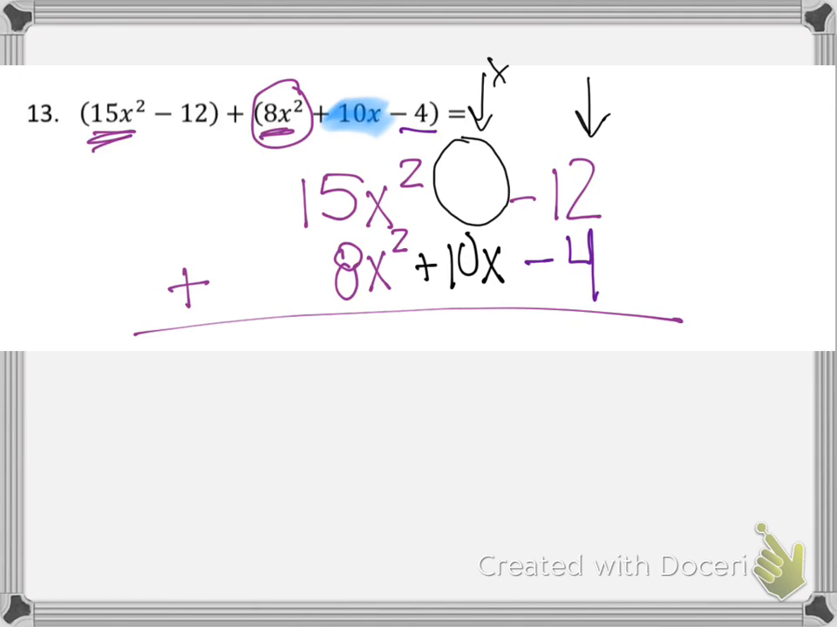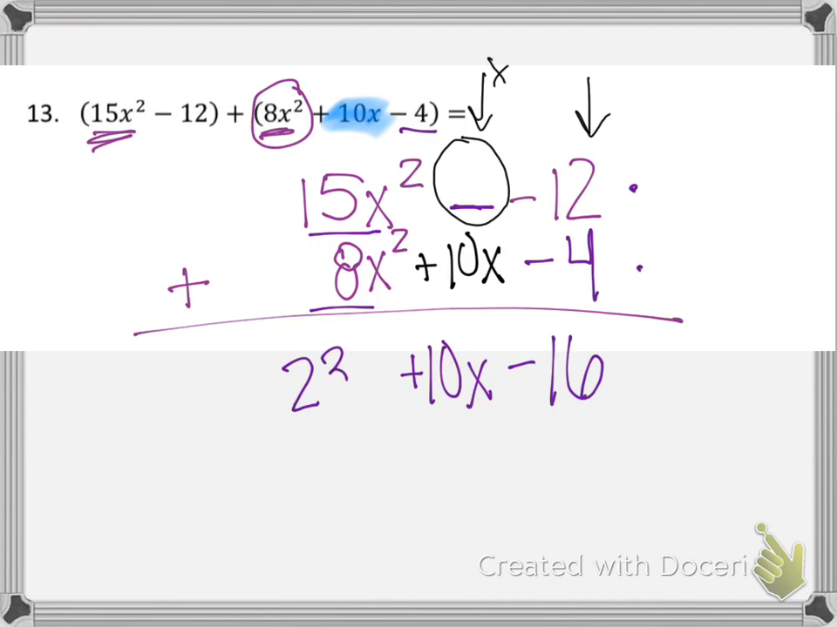So let's go ahead and do some addition. When I add negative 12 plus negative 4, I'm going to get negative 16. And if I have nothing plus positive 10x, I'm going to get a positive 10x. And then in my last column, 15x squared plus 8x squared gives me 23x squared. And that is my final answer.